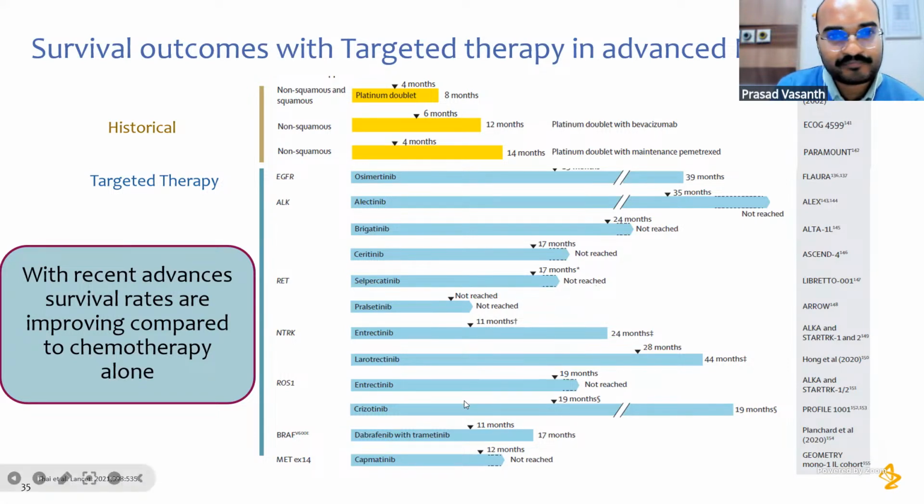And also RET, NTRK, ROS1 and BRAF, MET exon 14. All these targeted therapies have shown a significant survival benefit, mostly in the form of progression-free survival.